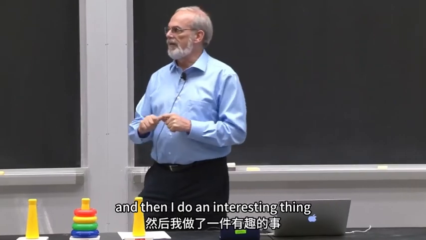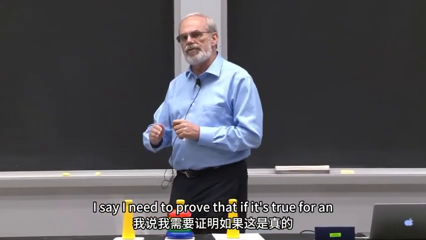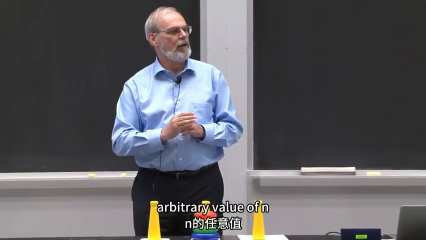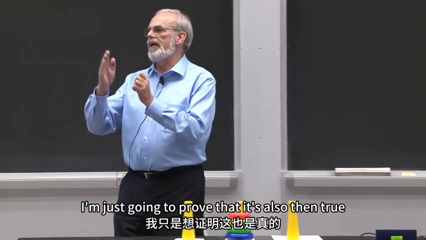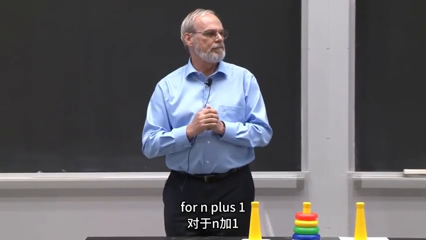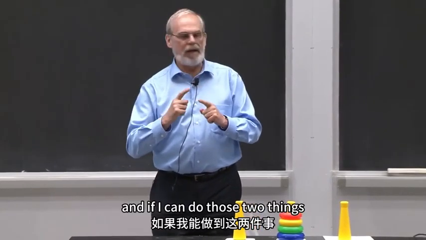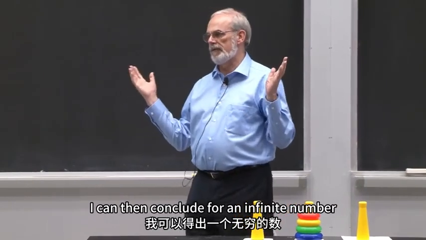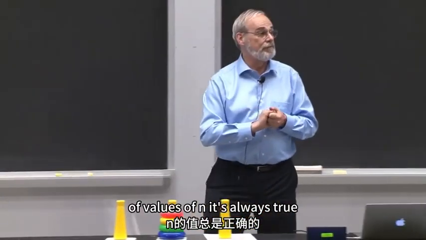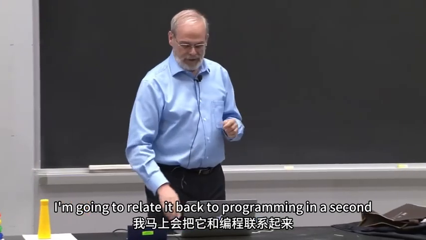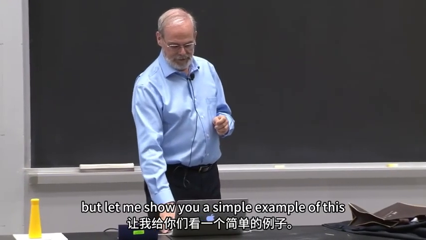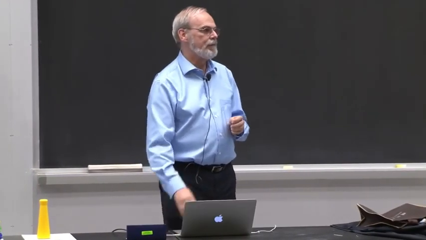And then I do an interesting thing. I say I need to prove that if it's true for an arbitrary value of n, I'm just going to prove that it's also then true for n plus 1. And if I can do those two things, I can then conclude for an infinite number of values of n, it's always true. I'm going to relate it back to programming in a second, but let me show you a simple example of this, one that you may have seen.